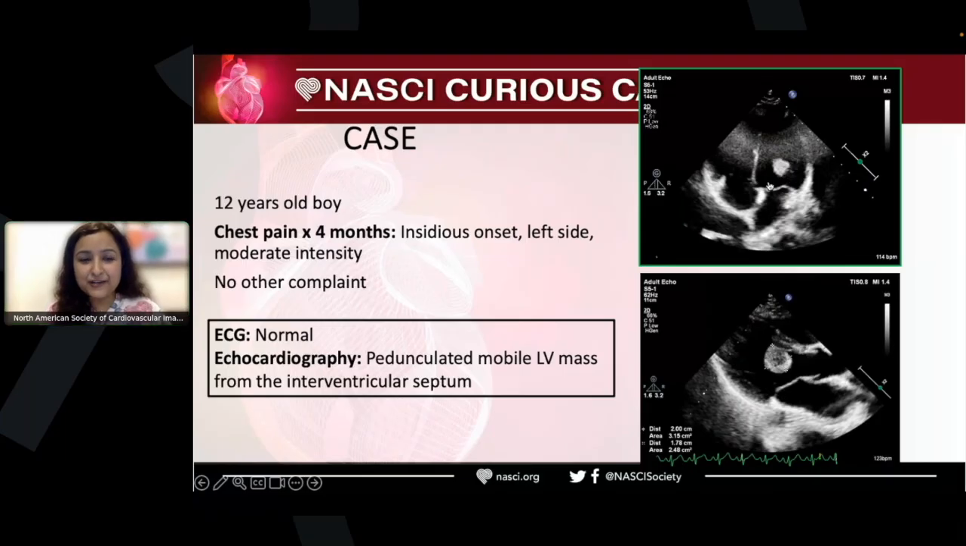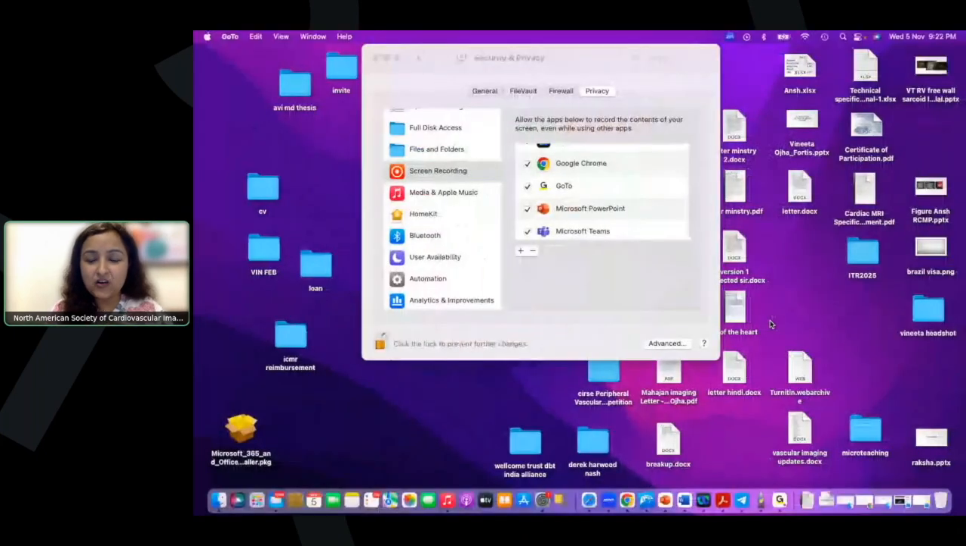Any differentials that you would think of? One, two, three.